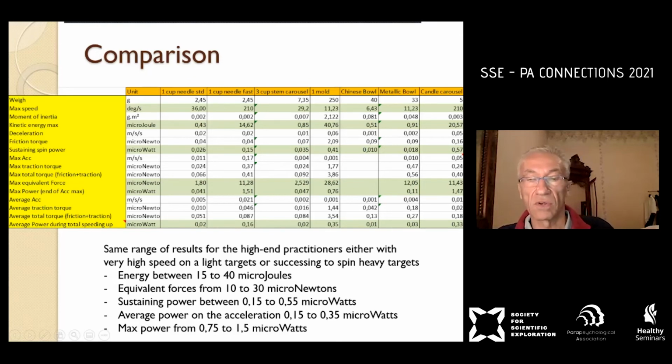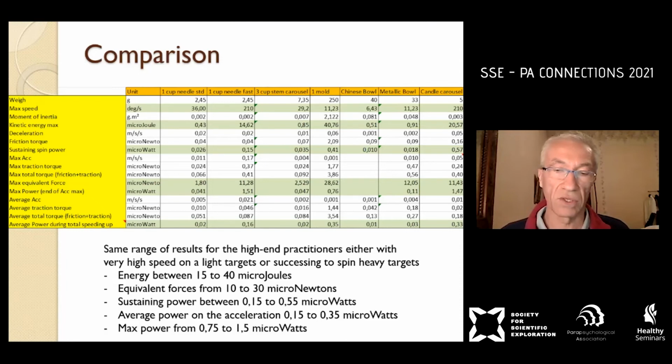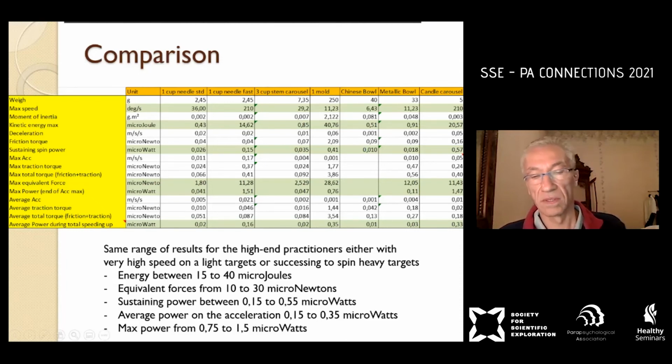So in fact, what is important to see is that with high-end practitioners, we have the same range of results, whether we go with a very light target running fast, or with a heavy target running slow. And max power 0.45 to 1.5 microwatt, which is the power at the end of the max acceleration.